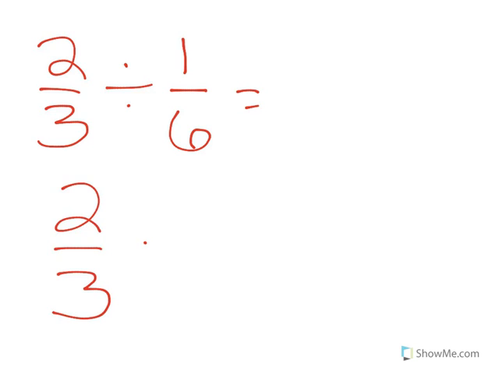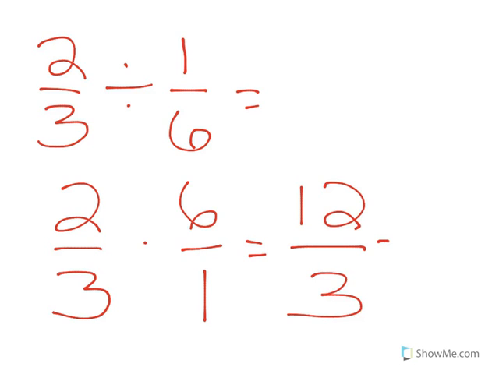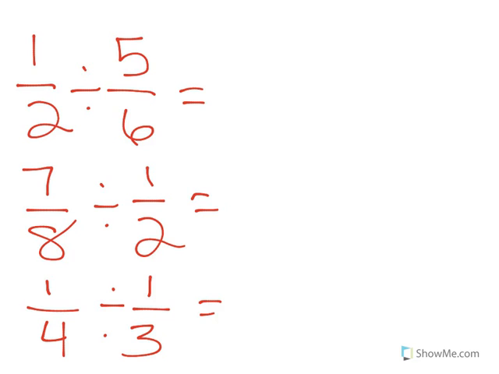I change the division to multiplication, and 1/6 becomes 6/1 when I find the reciprocal. 2 times 6 is 12, and 3 times 1 is 3. 12 divided by 3 is 4. Okay, go ahead and try these three on your own.